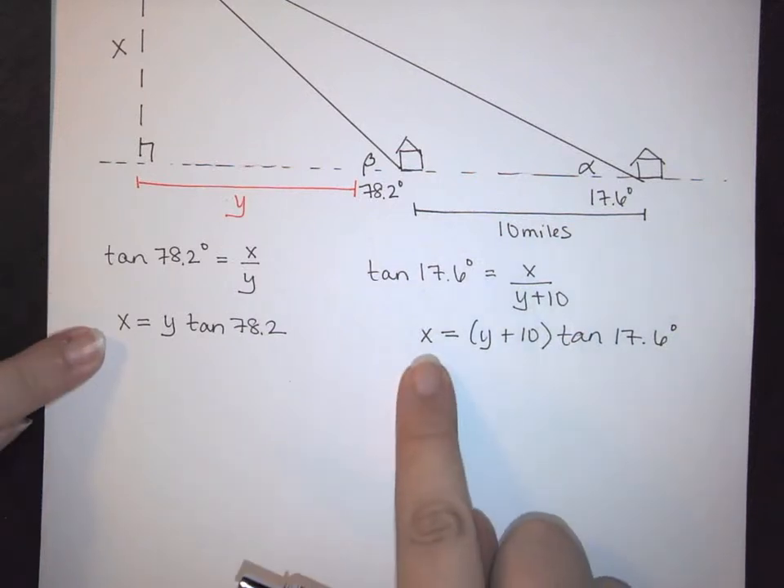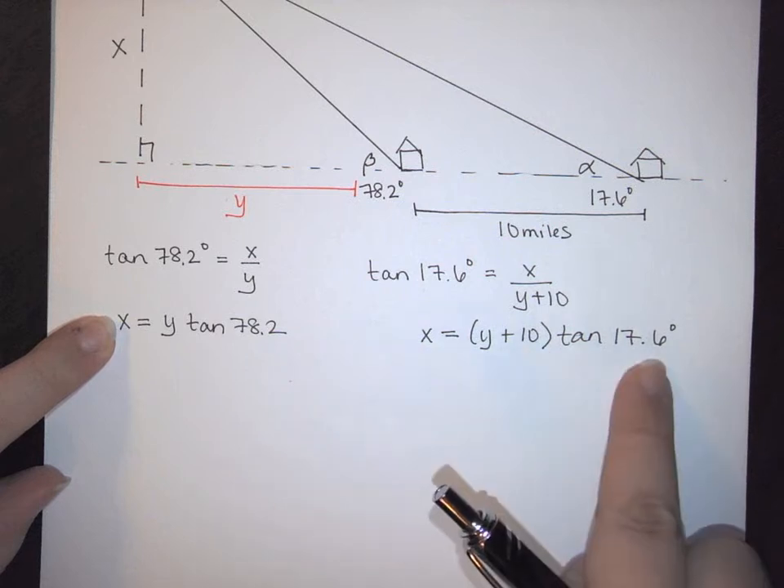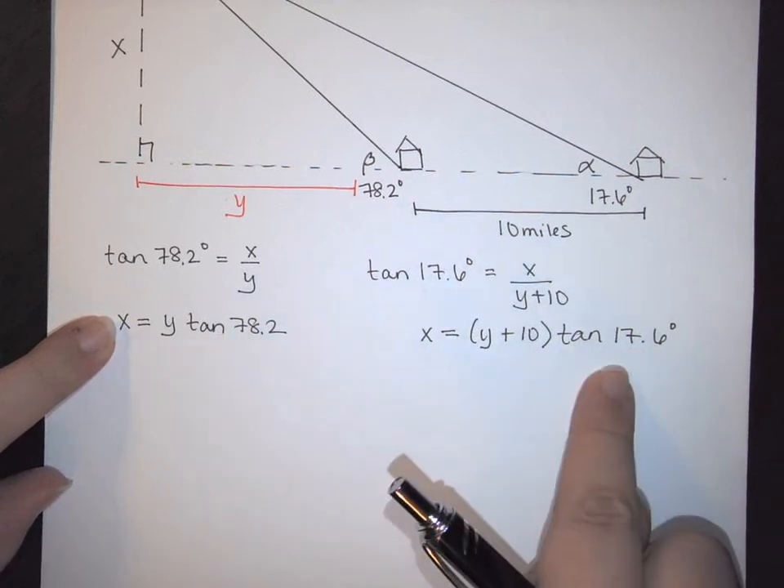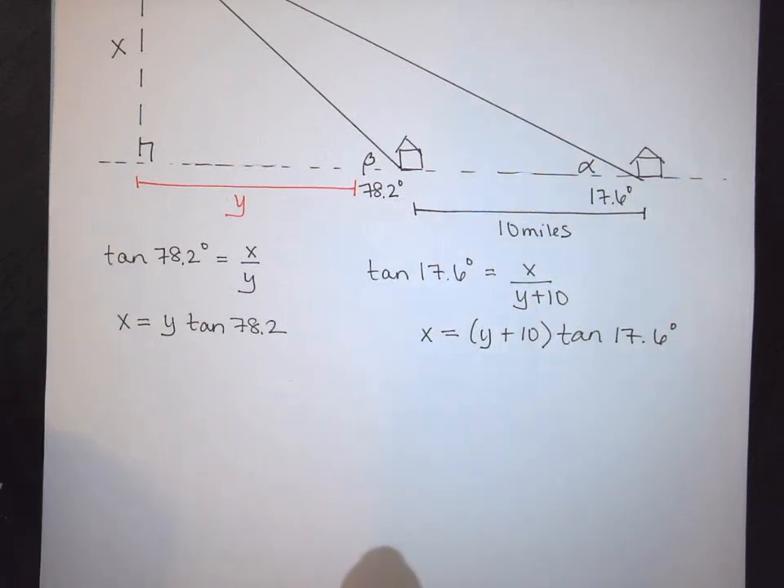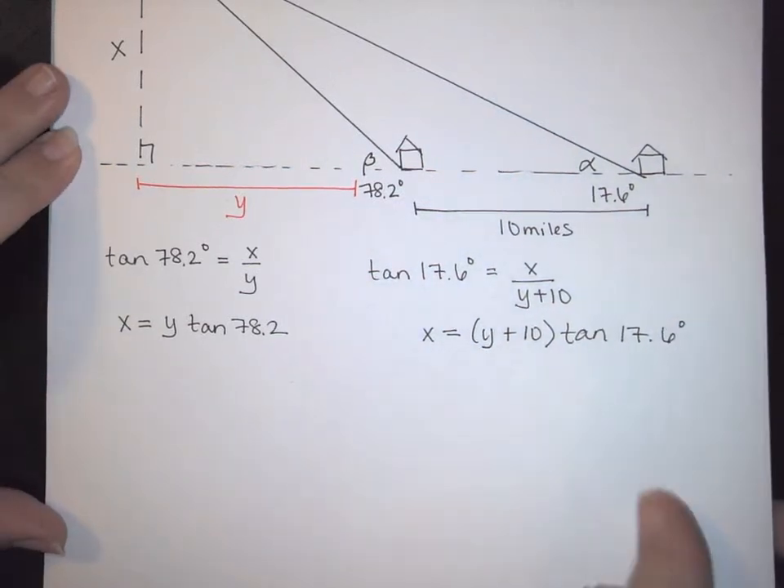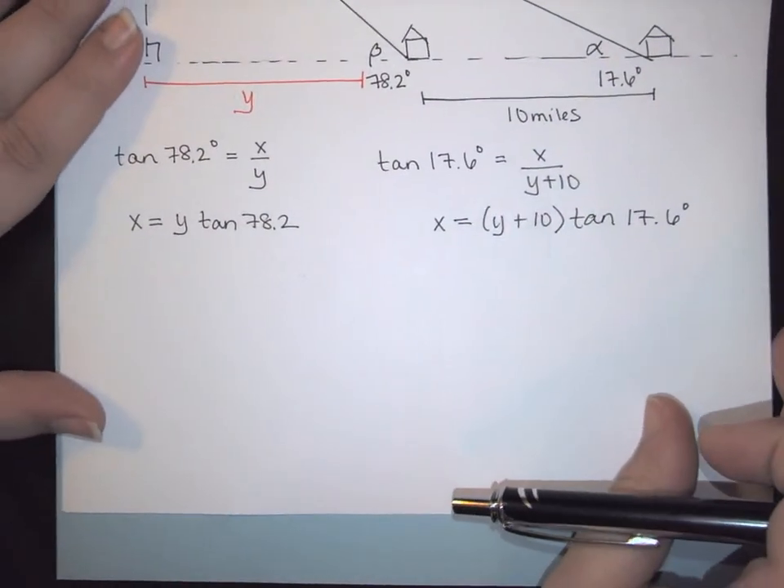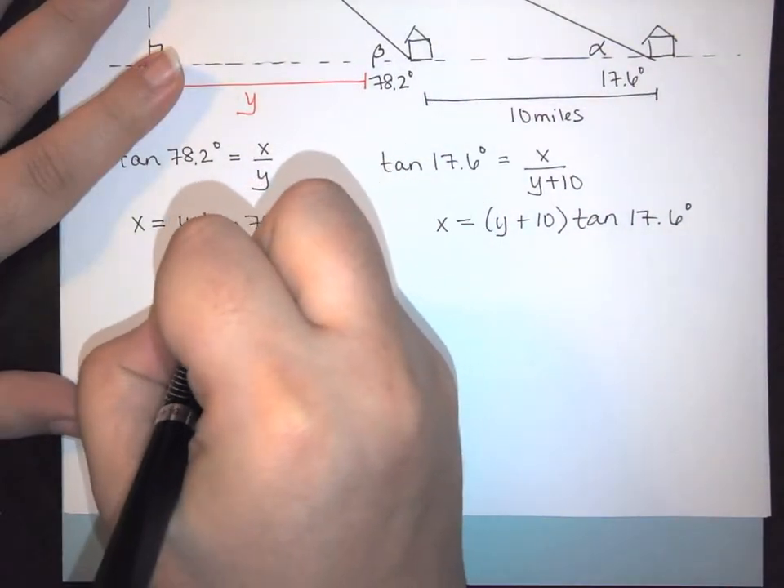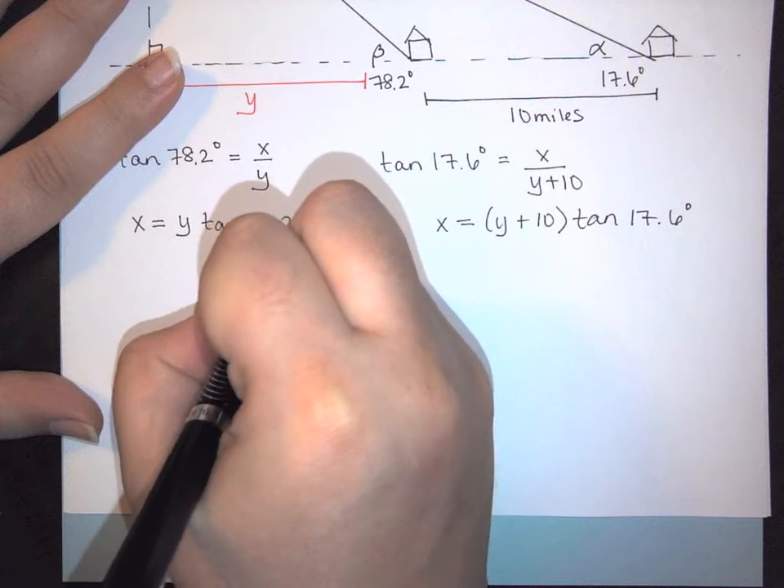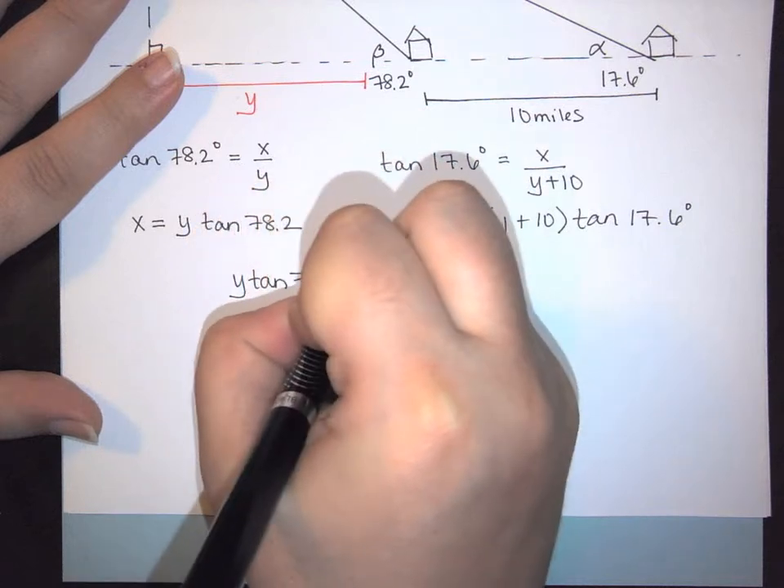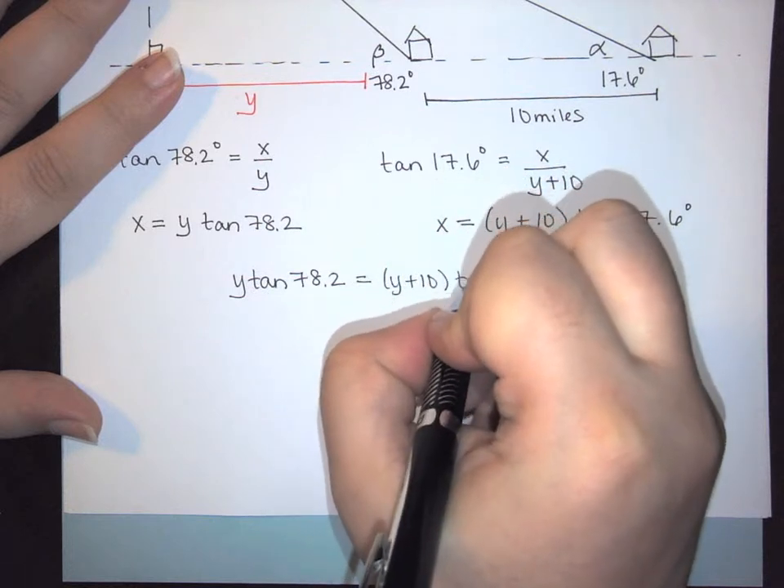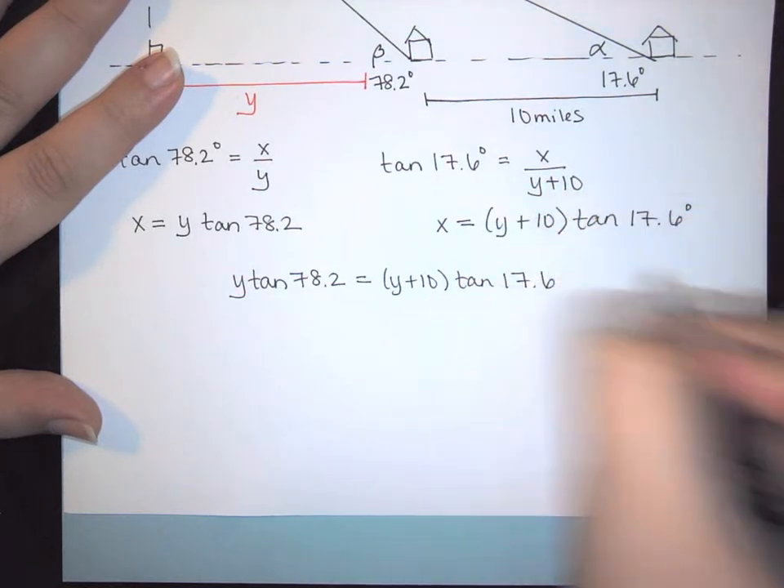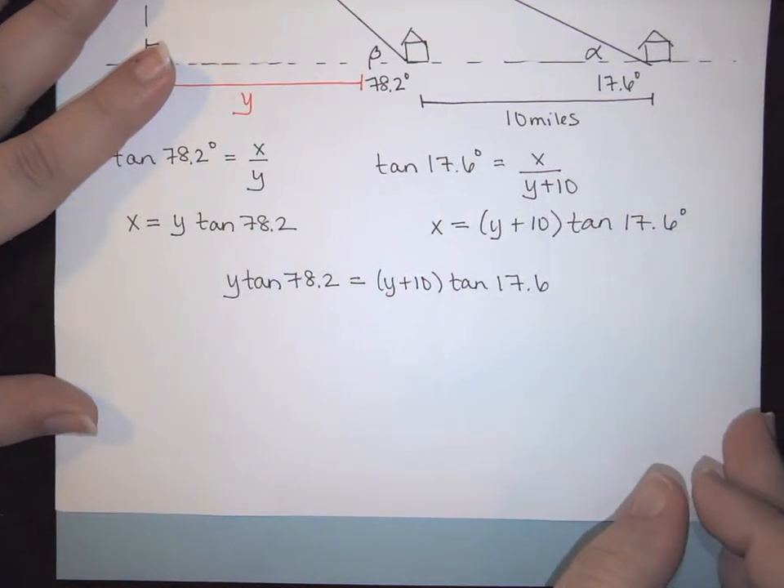Now in doing that, notice I'm telling you that X has two different equations to work with. So this means I can set these two equations together. And what I hope you're starting to see is that by setting them together, we can solve for the Y value. So here, we now are going to use that Y tangent of 78.2 is equal to Y plus 10 tangent of 17.6. And in this case, we have to solve for Y.